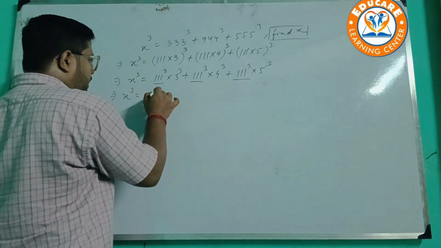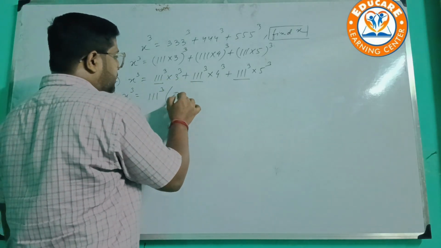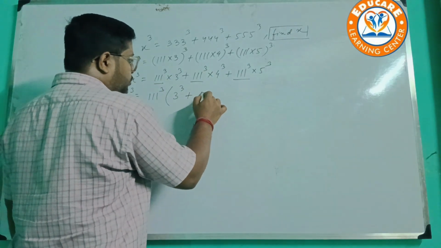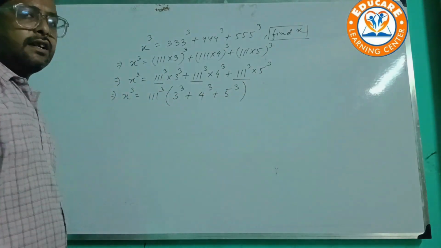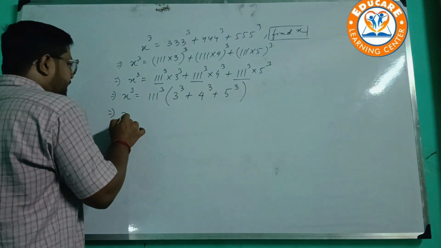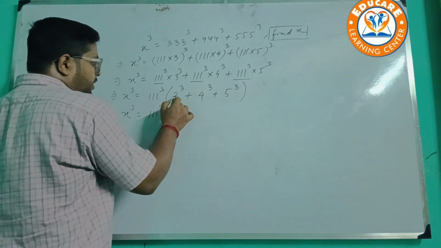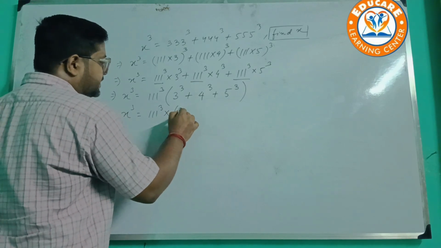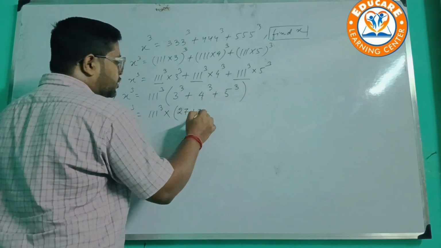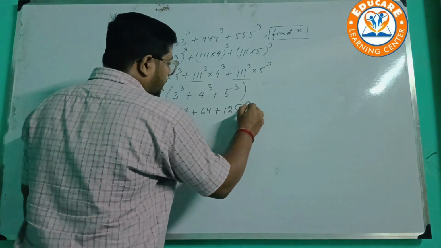So we can take 111 to the power cube as common, and what are we left with? We are left with 3 to the power 3 plus 4 to the power 3 plus 5 to the power 3. This is what we are left with. Now x cube is equal to 111 cube into 3 to the power cube, which is 27, plus 4 to the power cube is 64, plus 5 to the power cube is 125.